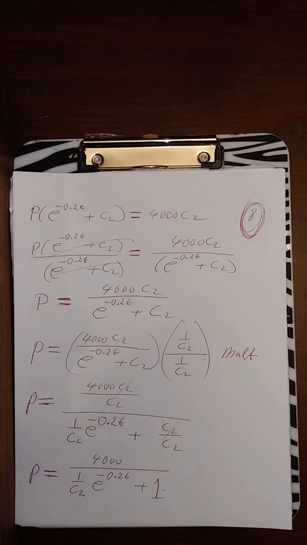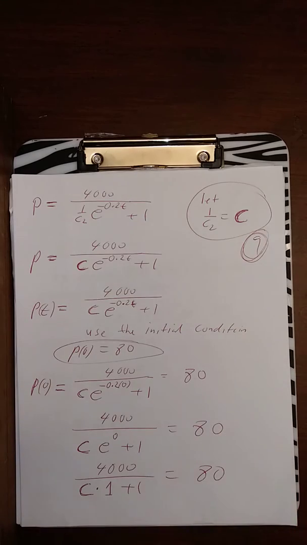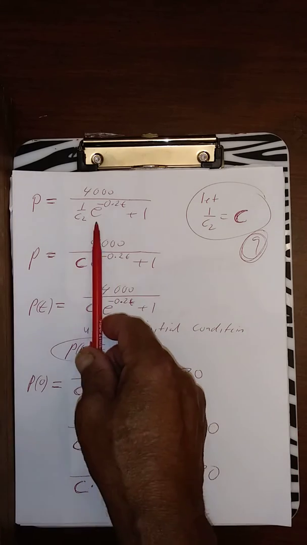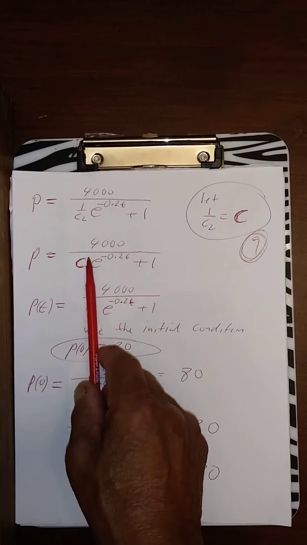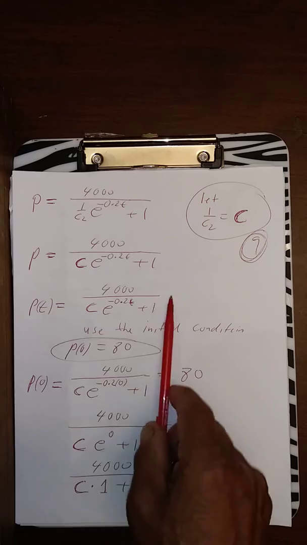Now, I'm going to go ahead and rewrite this a little bit. The way I want to rewrite it is let 1 over C2 equal big C. So replace this with big C. So now we have this. So now P of T is this expression.